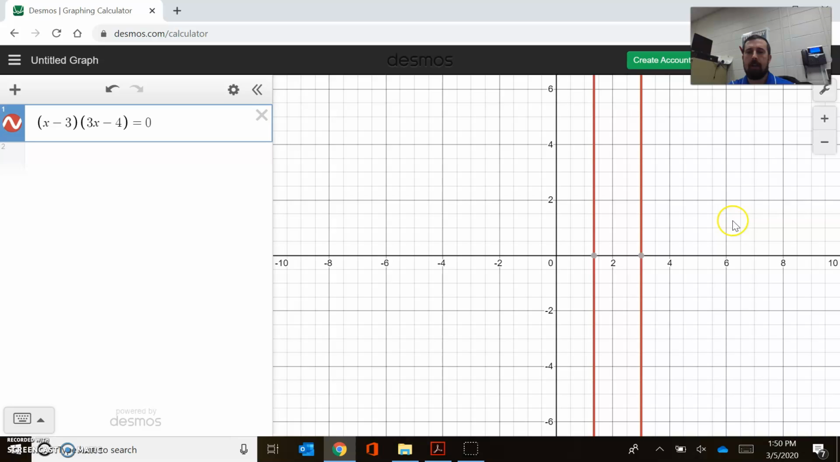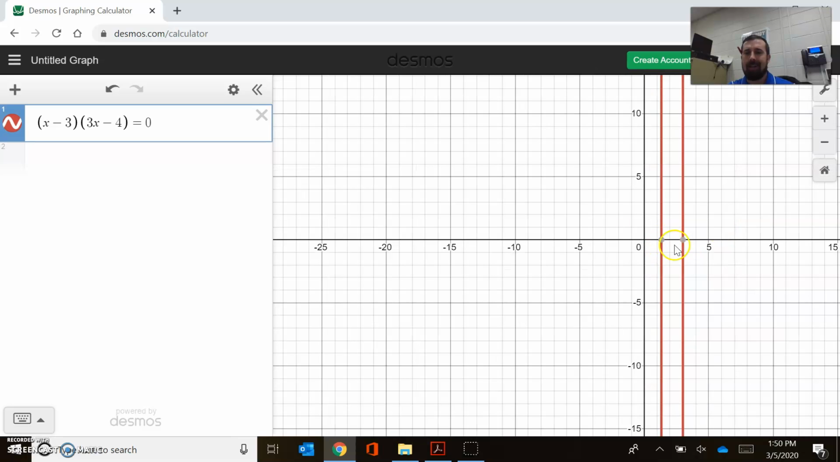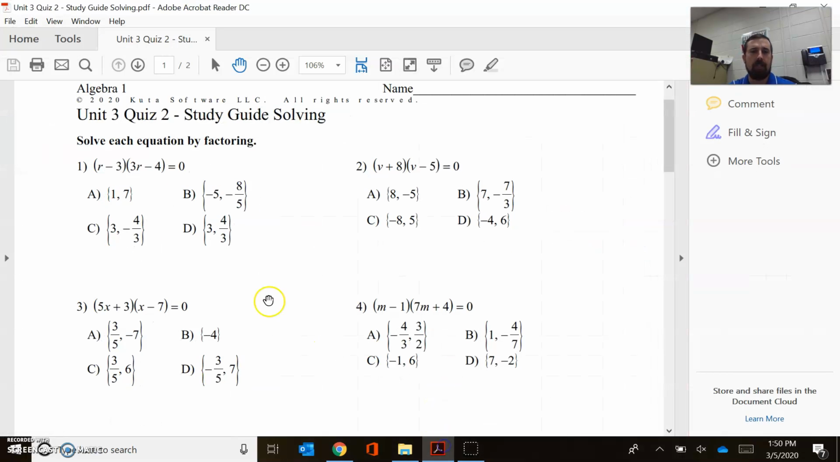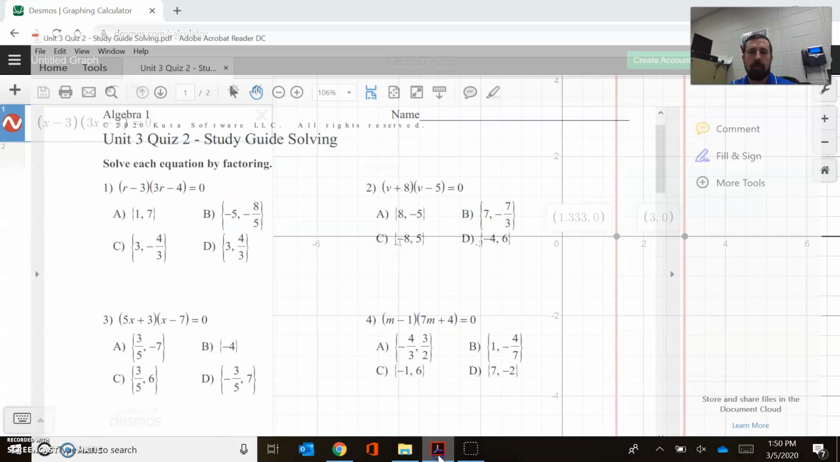So notice we look at our graph right here. Notice the lines cross right here. So we're going to zoom in on that, and that is at 3 and at 1.333 repeating. So those are our solutions. Those are our zeros. So if we go back to our study guide, we're looking for 3 and 1.333 repeating.